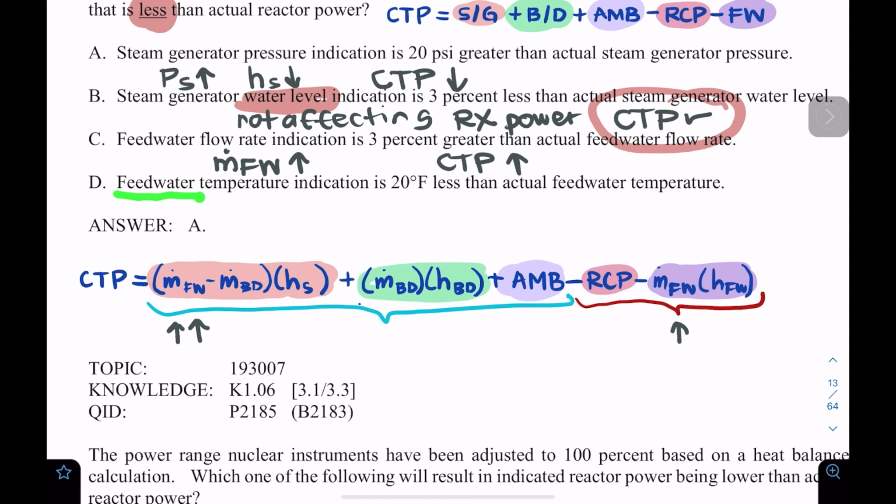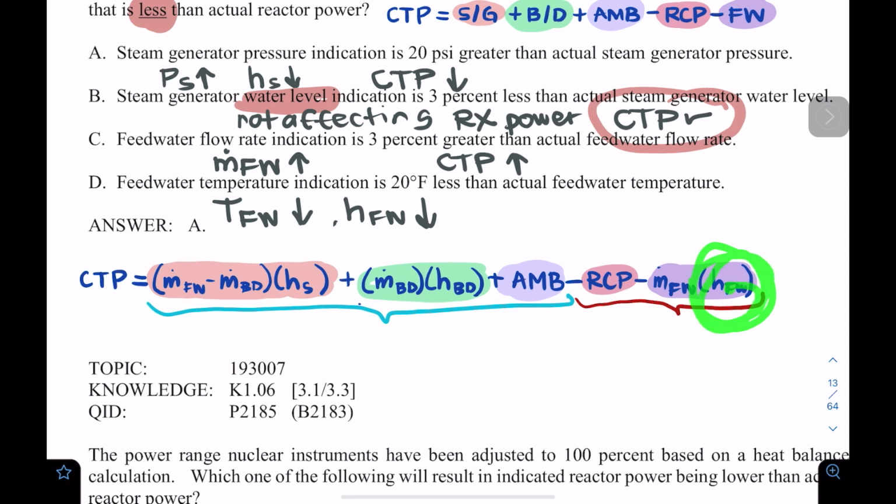Now, the next one says that the feed water temperature indication is 20 degrees Fahrenheit less than actual feed water temperature. We translate that: it says that the temperature of the feed water decreased. So we don't have any temperature, but we need to go back to the steam table, right? And we need to take a look at the enthalpy for feed water. If we decrease that temperature for the feed water, the enthalpy for the fluid is going to decrease, right? So we're going to decrease the enthalpy of the fluid, and that's actually going to affect only this side. So if this side decreases, that means that we are increasing our core thermal power.